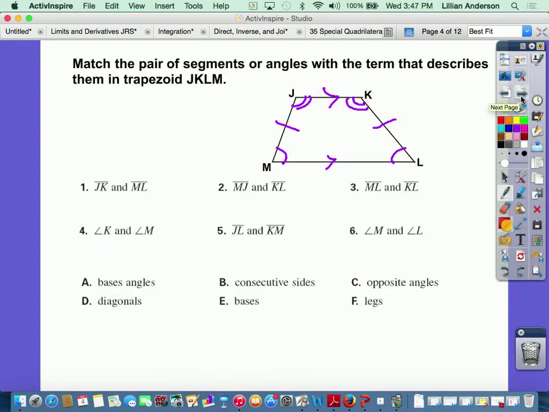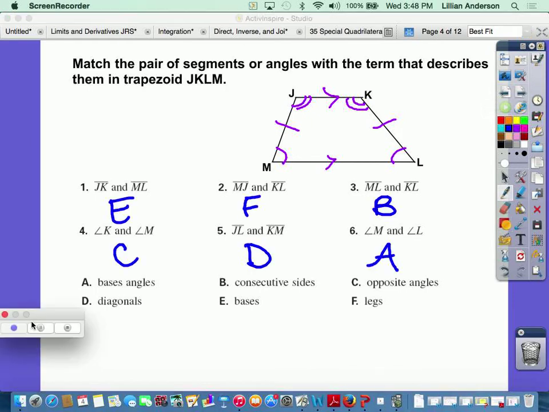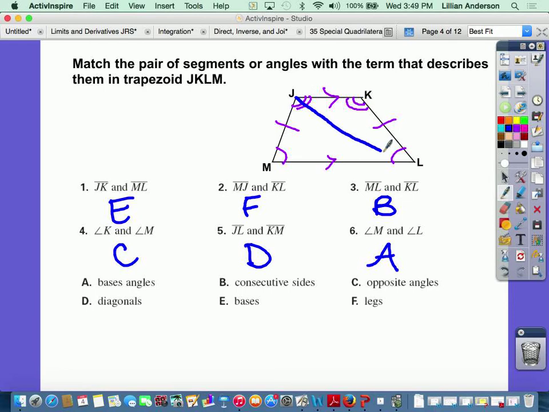So, take a second, pause the video, and see if you can figure out what each segment or angle matches to the term. Alright, hopefully you got this as your answers. Okay? Remember, diagonals go from one vertex to the other. So that's why 5, those were diagonals. Consecutive sides, remember, they meet right next to each other. So that's why ML and KL were consecutive sides. Of course, you still have opposite angles.